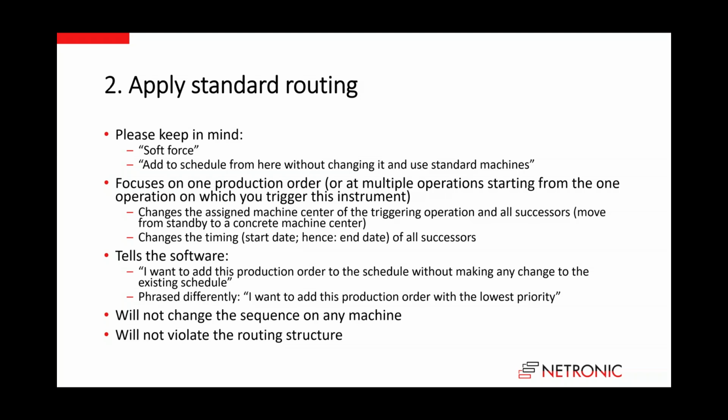And so with apply standard routing, you can take a production order and add it to the schedule following the routing that you defined without impacting the schedule. So we would look for the first available place for all these operations in the given schedule. So we would add the production to the schedule without impacting the rest of the schedule.